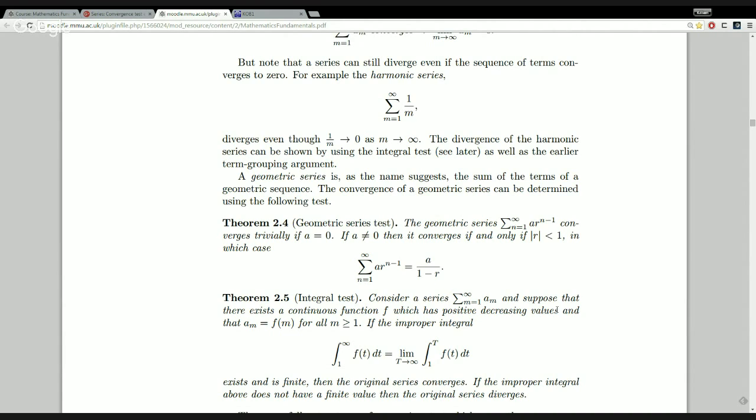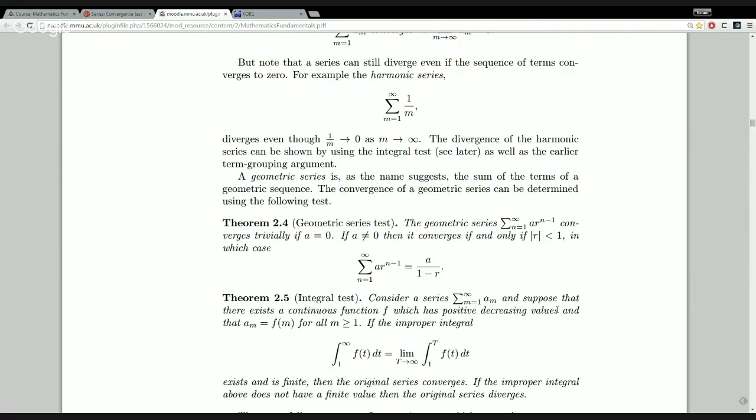And if you write out the first few terms of this, it is a plus ar squared plus ar cubed, etc., etc. Adding up all these quantities without end. So it has some initial term a, and then each subsequent term is obtained by multiplying the previous term by r. So r is this common ratio term, and a is the initial term of the series.